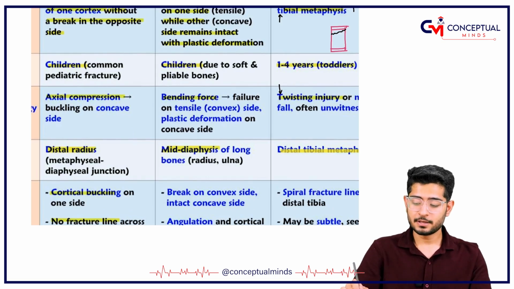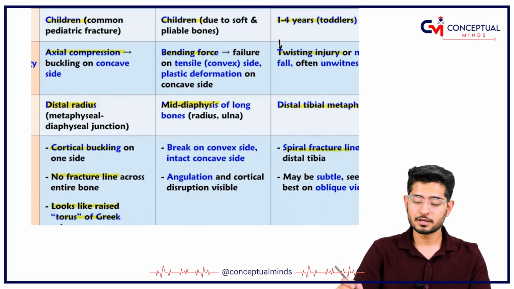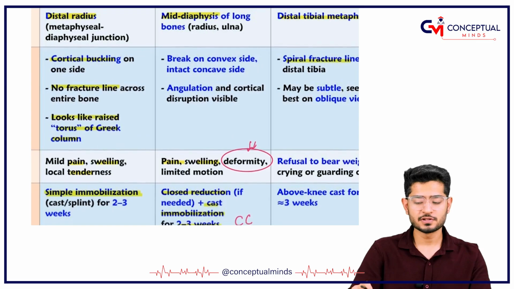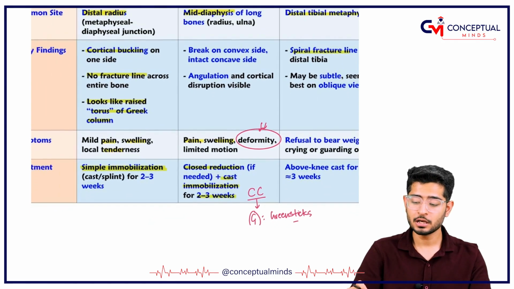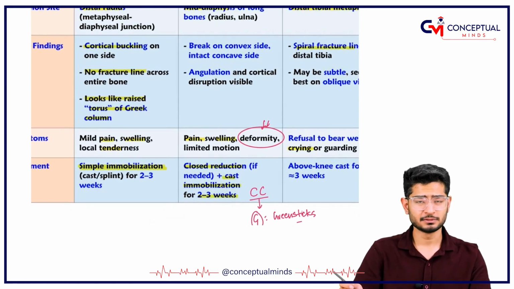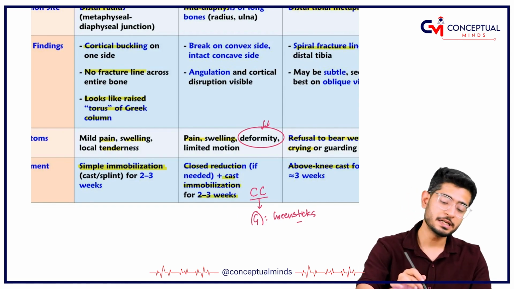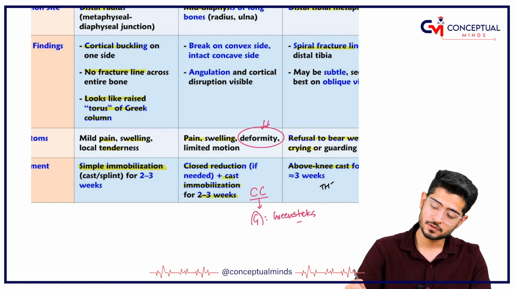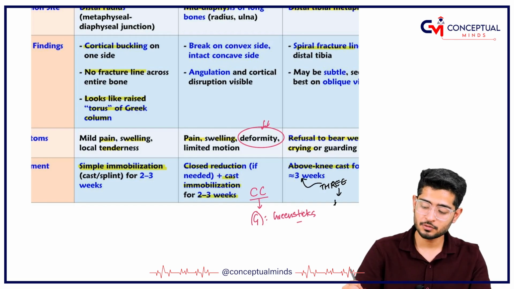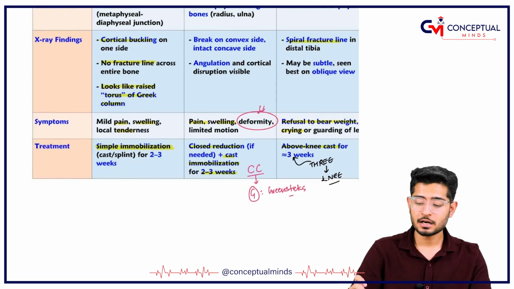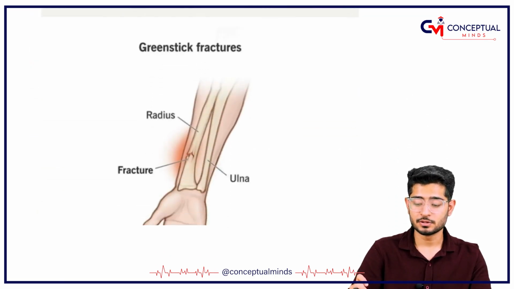Again, the distal tibial metaphysis will be involved. A spiral fracture line will be seen in the distal tibia on the X-ray. The child will cry. The child will refuse to walk, refusing to bear weight, because it's a spiral fracture, and we have to give an above knee cast for approximately 3 weeks. So 3 also starts with T, so T is going to be 3, and from 3 you can remember the above knee cast which can be given to these patients.